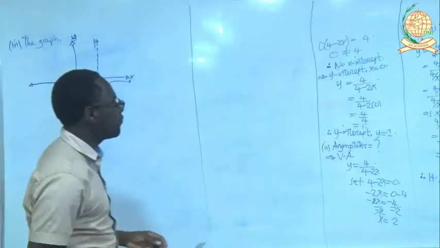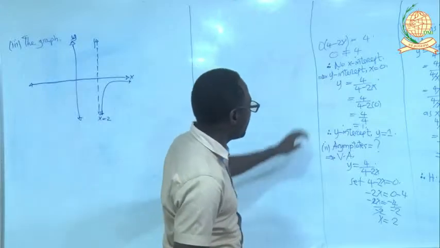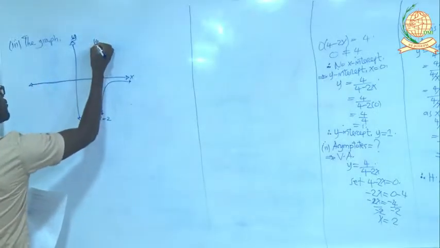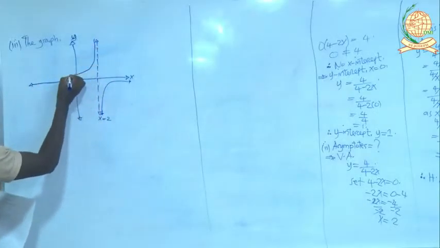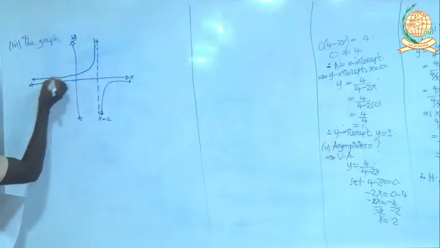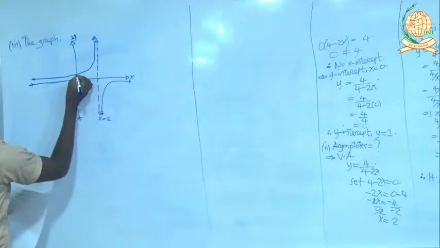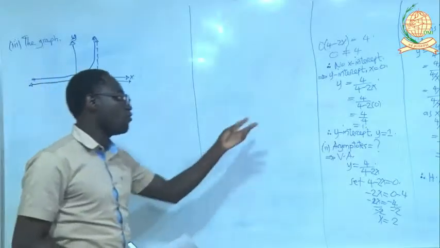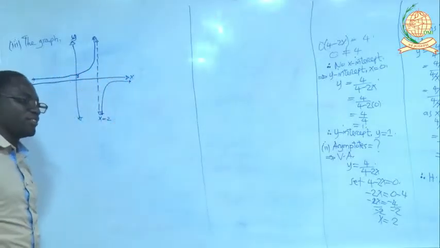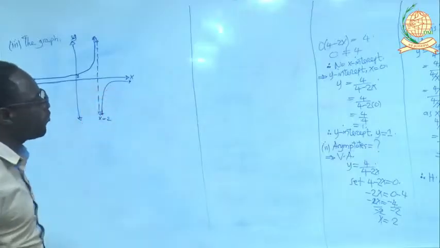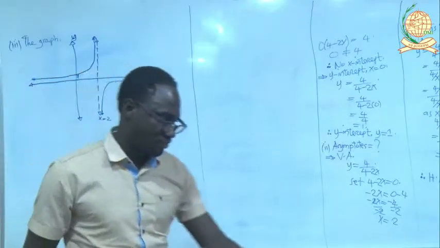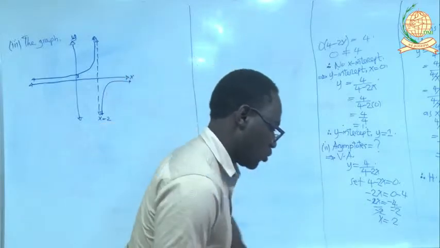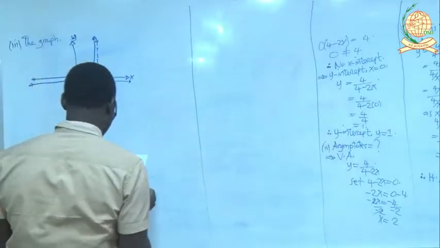And remember, we have the y-intercept. Y-intercept is equal to 1. So if you sketch this one, the curve will be in this way. Yeah, this is where y equals 1. So this is the curve of the rational function which is given that f of x is equal to 4 over 4 minus 2x. Okay. Now that is question number 2b.